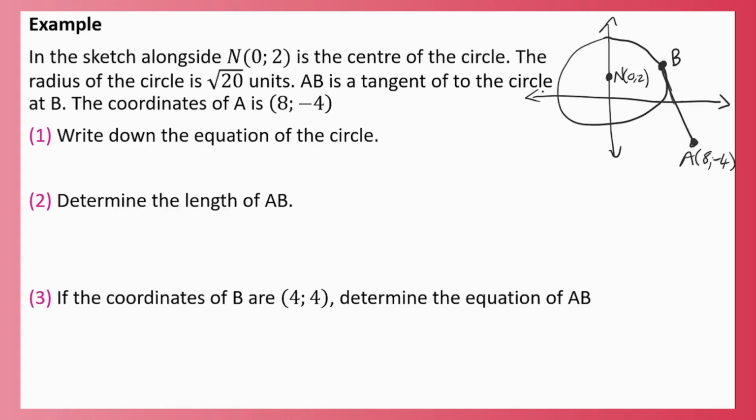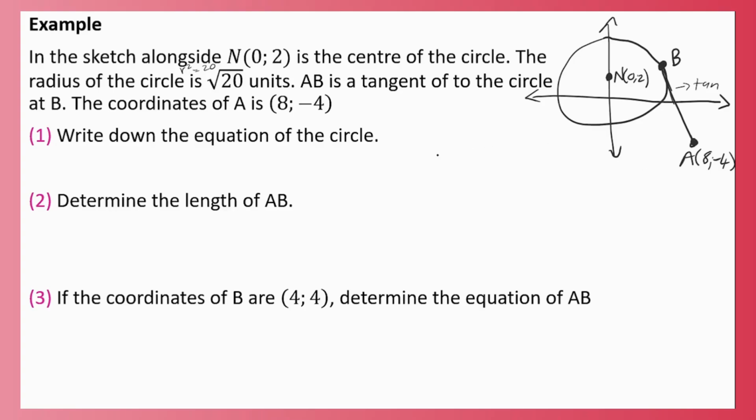Let's look at an example. Okay, so here I just drew the sketch also. It is given here to you that that is the center of the circle, (0; 2). So this is just a circle that moved up 2 units. Then they tell you the radius is square root of 20. In other words, your radius squared will be 20. Then AB is a tangent at B, and then the coordinates of A are given to you.